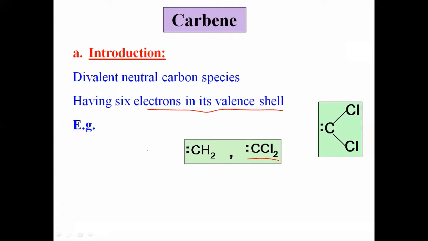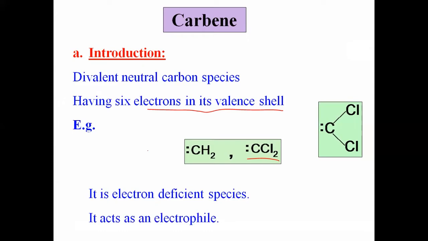And therefore, simply we can say that yes, it is electron deficient. Therefore, in a chemical reaction, it acts as an electrophile. We know that all the species which have positive charge or electron deficiency are electrophiles. And here also, in a chemical reaction, it acts as an electrophile. Thus carbene is an example of an electrophile, not a nucleophile. This is just the introduction.